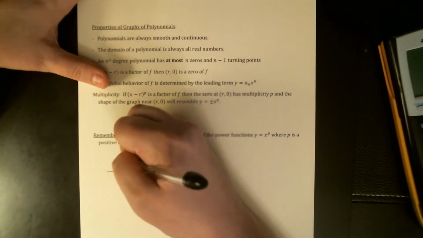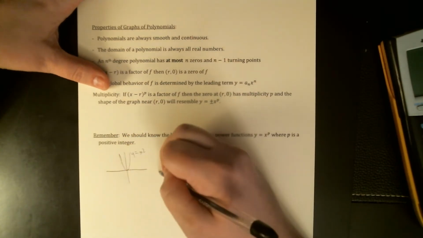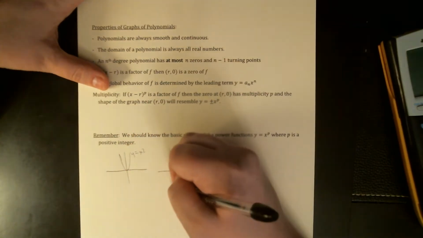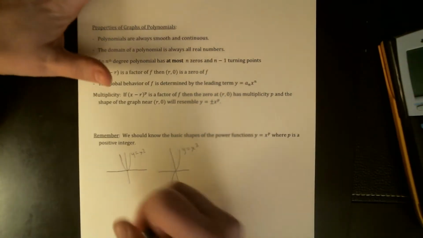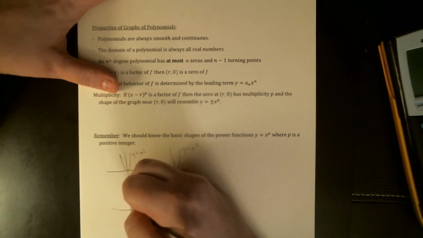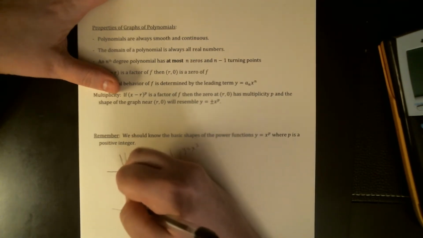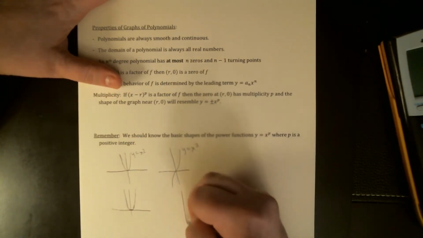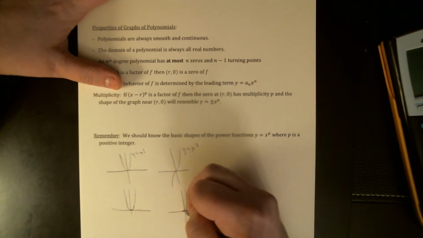We know the power functions. So we know what y equals x squared looks like. And we know what y equals x cubed looks like. And if you'll remember, we also talked about what happens if we go up to a 4th power. The answer is it flattens out a little on the bottom and then gets steeper on the edges. I don't know if that's going to be very clear here. And x to the 5th looks a lot like this. It's a little flatter in the middle and then a little steeper on the edges.